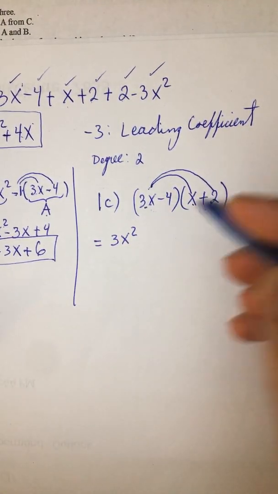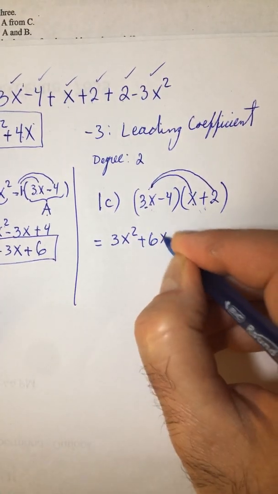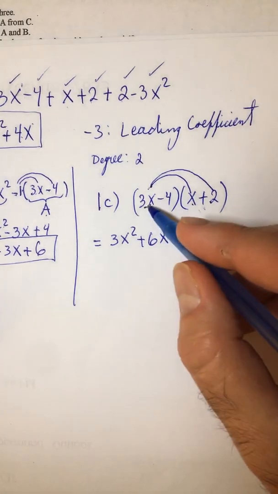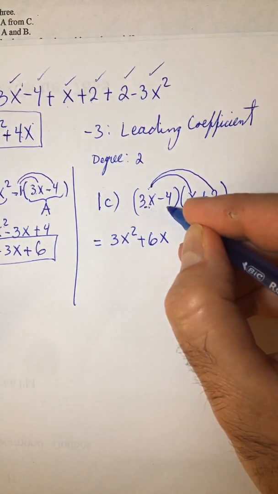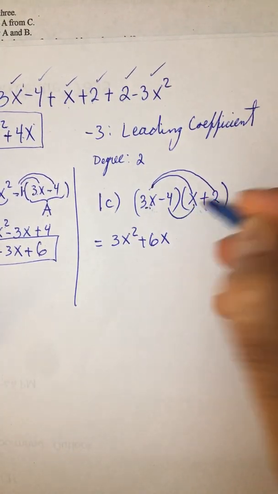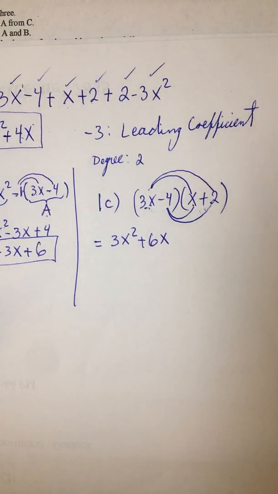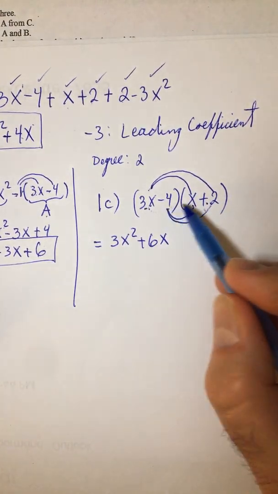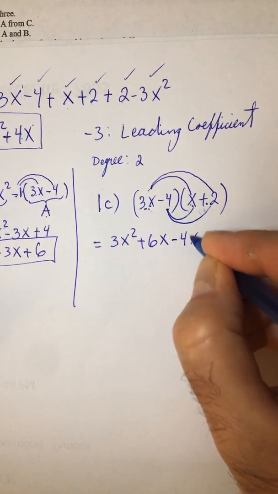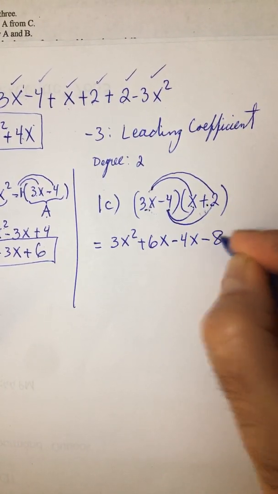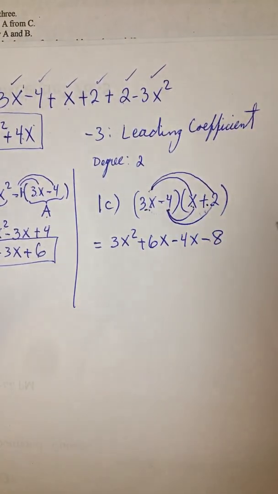All right, so 3x times x, that gives us 3x squared. 3x times +2, that gives us 6x. Okay, so we finished distributing the first term. Now we want to distribute the second term. So we take the -4 multiplied by x, we take the -4 multiplied by 2. So there's the river. We got the rainbow and the river. Okay, so -4 times x gives you -4x. -4 times +2 gives you -8. Remember, negative times a positive is a negative.